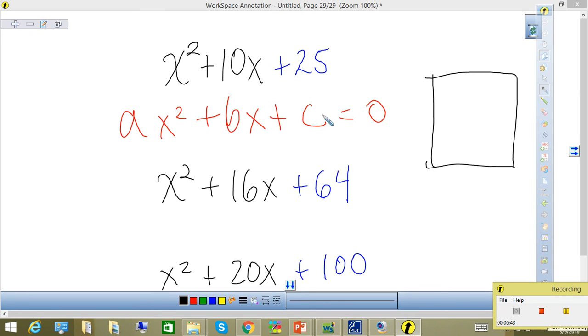All right. So, to complete the square, who can give me what we need to do? Go ahead, Patrick. Divide b by 2.